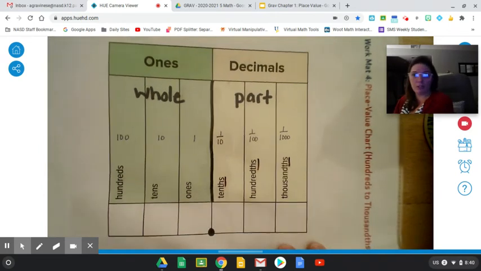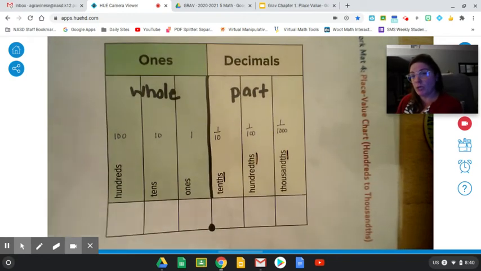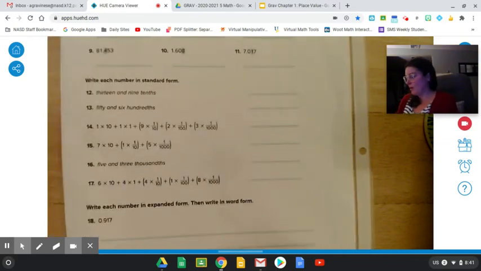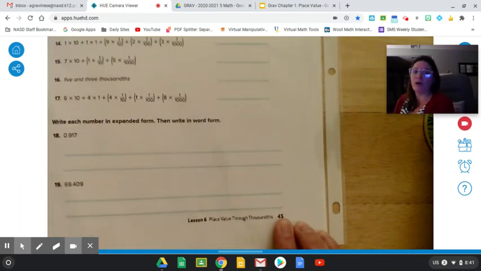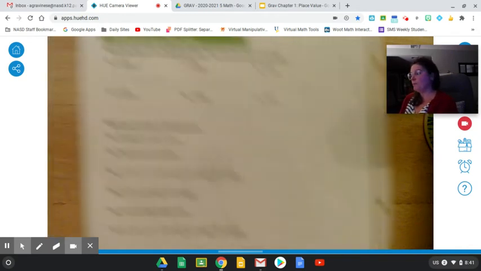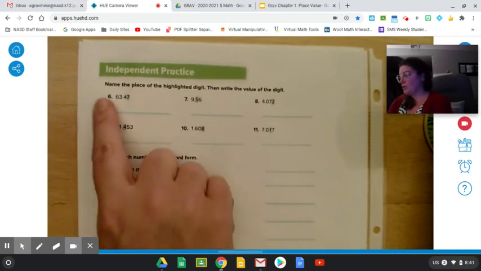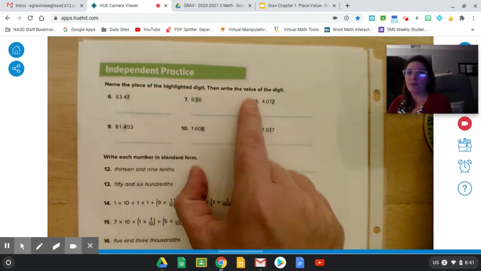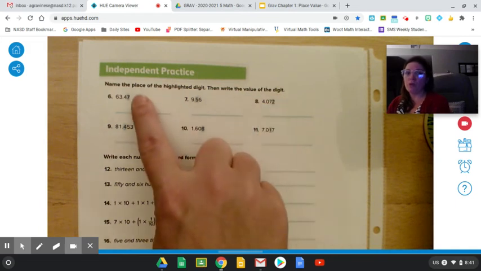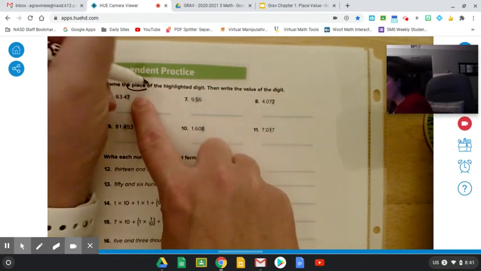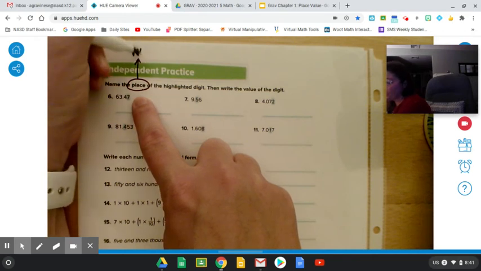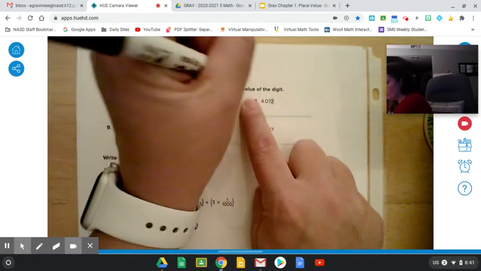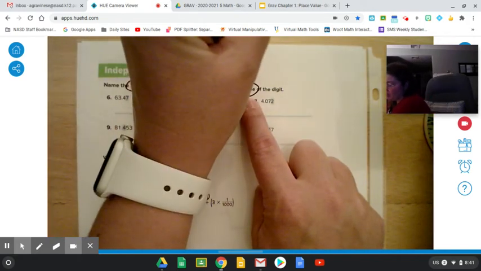So let's take a look at some examples and keep your place value chart handy because you'll need it. I'm actually pulling examples from your My Math book, page 45, if you'd like to go along with me in there. Let's read the directions. Name the place of the highlighted digit. Then write the value of the digit. So when we see the directions that say name the place, they want the word of its place value. And then write the value. This is a number.